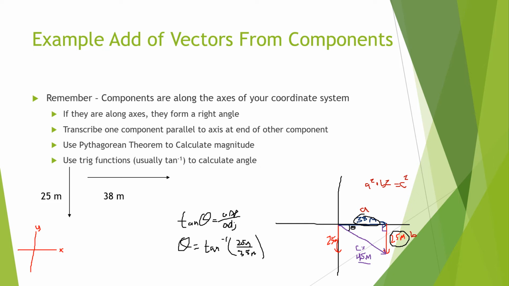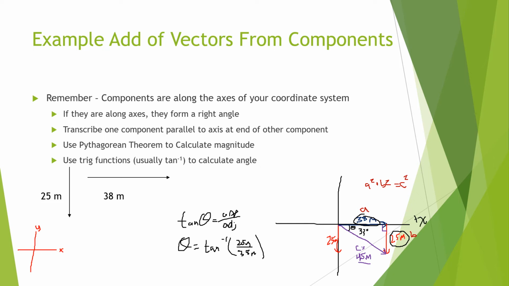And I can type that in. So the inverse tangent of 25 divided by 38. And then I'm going to round it and call it 33 degrees. So the resultant of this vector is 45 meters, 33 degrees below what I've called my positive x-axis.